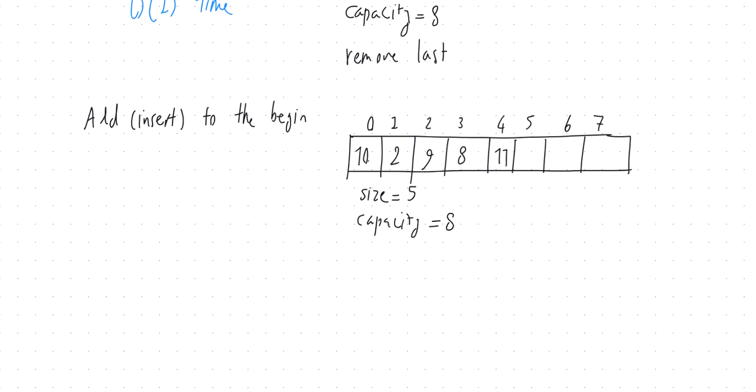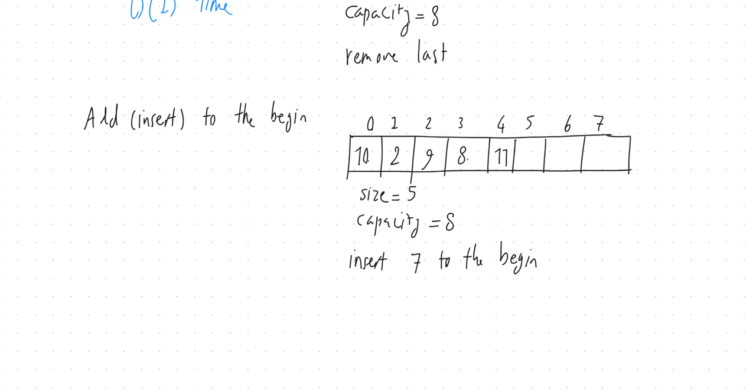Now, we want to insert, say, I don't know, 7 to the beginning of the array. Okay, so insert 7 here. Now, if you think about it, how are we going to do that? The only way that you can do this is by shifting all the existing data to the right. So 11 will be written here, and 8 will be written here, and 9 will be written here, and 2 will be here, and 10 will be here, to make room at the beginning for this new value to be inserted.